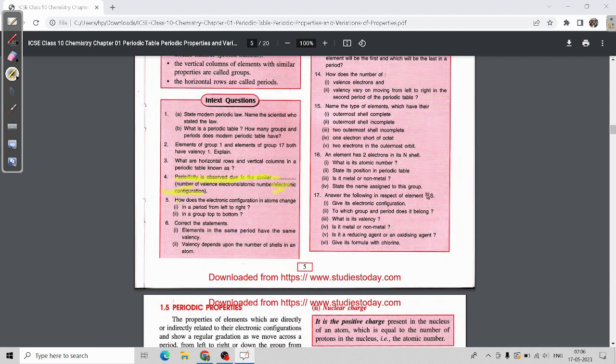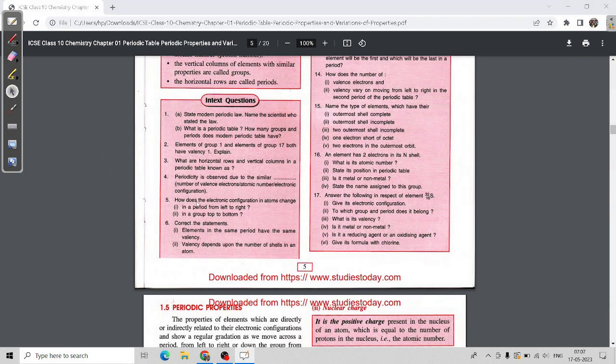Now, how does the electronic configuration of an atom change in a period from left to right, and in a group from top to bottom? Electronic configuration here means the number of shells. In a period it remains the same, and in a group from top to bottom it increases by 1. Okay, got it.